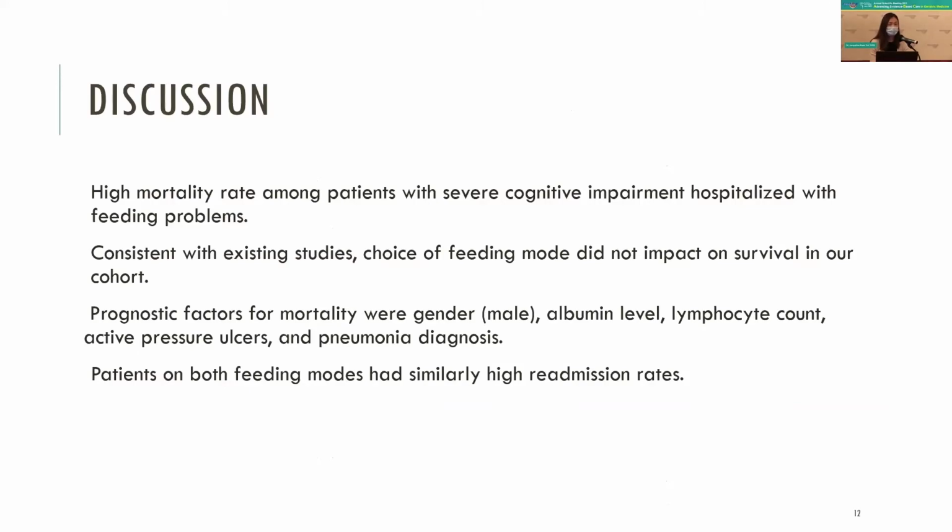So in conclusion, we found in our study that a high mortality rate was noted amongst these patients with severe cognitive impairment who were hospitalized with feeding problems. This was consistent with many of the existing studies. Another finding consistent with existing studies was that the choice of feeding mode did not impact survival. The prognostic factors for mortality were gender, albumin level, lymphocyte count, active pressure ulcers, and a diagnosis of pneumonia. And we found that patients in both feeding modes had similarly high rates of readmissions.